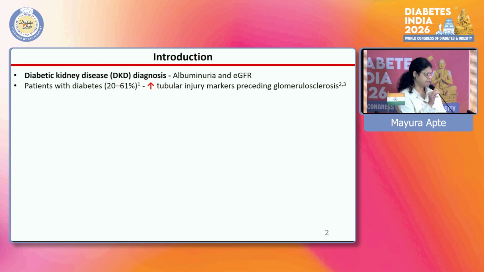And these two criteria mainly focus on the glomerular damage of the kidney, neglecting other parts of the nephron. Interestingly, it was found that around 20 to 60% of the diabetic population did not develop albuminuria. Instead, they showed elevated levels of tubular injury markers, with tubular damage preceding the glomerular sclerosis.